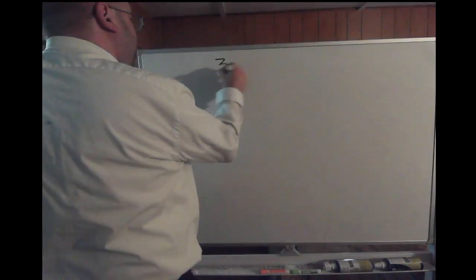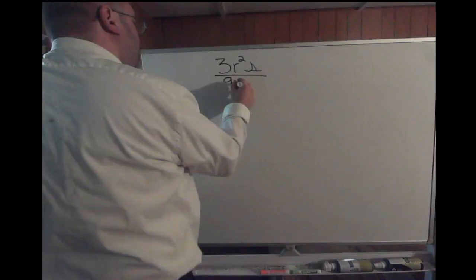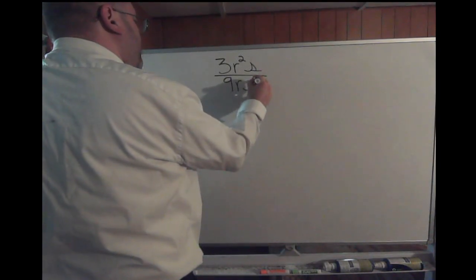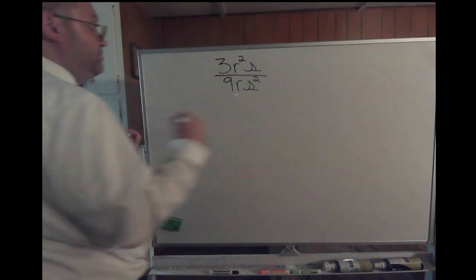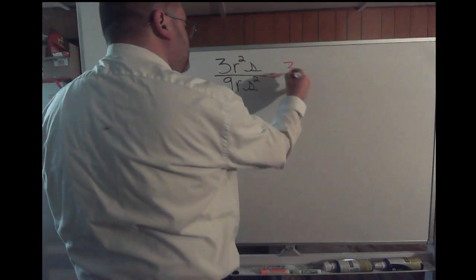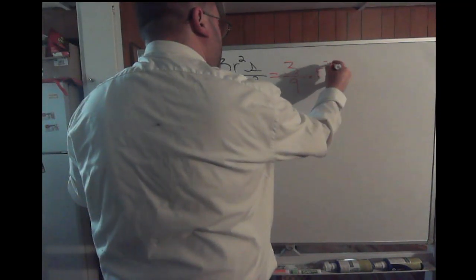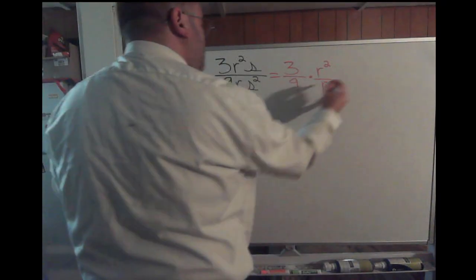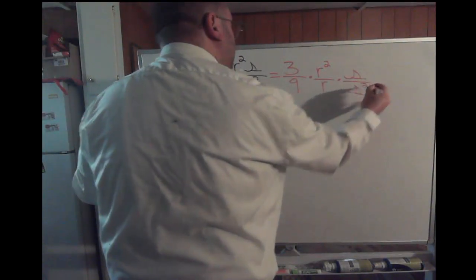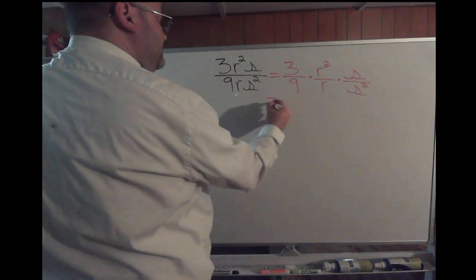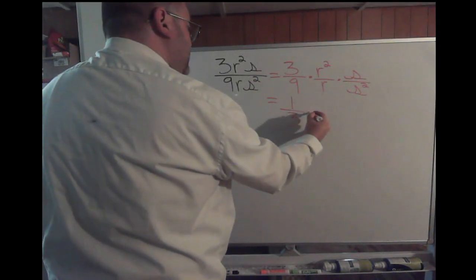Alright, we got 3r squared s over 9rs squared. Alright, we got constants and two variables. So what you do, take your 3/9 times r squared over r times s over s squared. Alright, let's deal with our constant first. Our constant's 3/9. We know that's 1/3. Now deal with your r's.